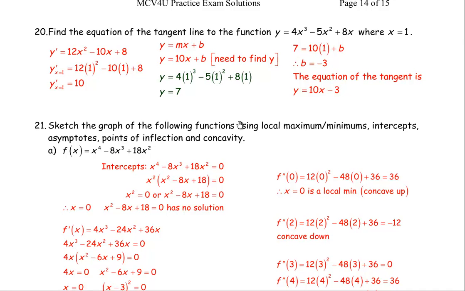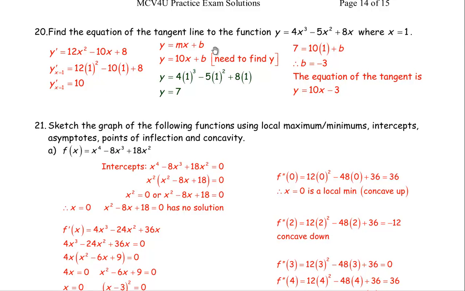Question number 20, we're asked to find the equation of the tangent line to this function where x equals 1. Now the slope of the tangent line is the derivative at that point. So we would differentiate this function. So power rule here, the derivative of 4x cubed would be 12x squared, the derivative of negative 5x squared would be negative 10x, and of course 8x's derivative would be 8. And so we put 1 in place of x: 12 times 1 squared minus 10 times 1 plus 8, which is 10. So that's the slope of the tangent line.